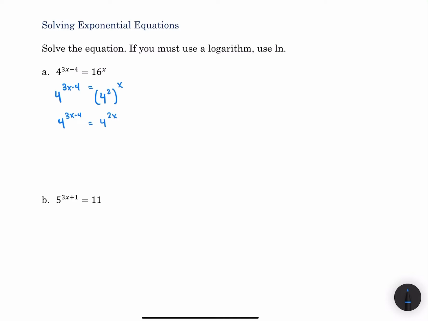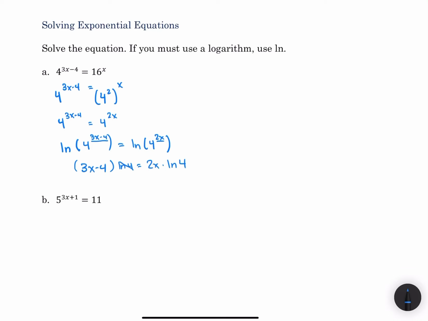Now, if you've learned this before, you know that they're going to say, because the bases are equal, the exponents have to be equal. But what's really at play here is that if you put a logarithm on both sides, so we have the ln of 4 to the 3x minus 4 equals the natural logarithm of 4 to the 2x. Anytime two things are equal, the logarithms of those things have to be equal. And so the property of logarithms is that you can move the exponent to the front. So that would be 3x minus 4 times the ln of 4 equals 2x times the ln of 4.